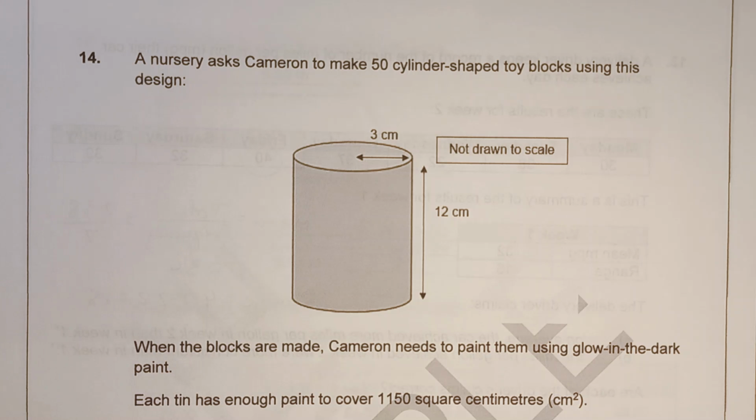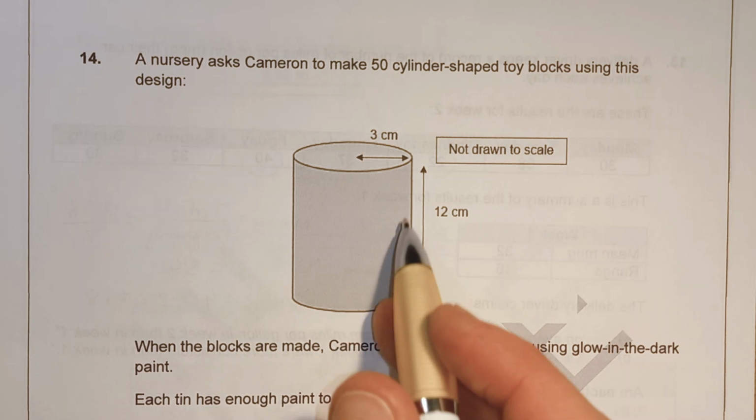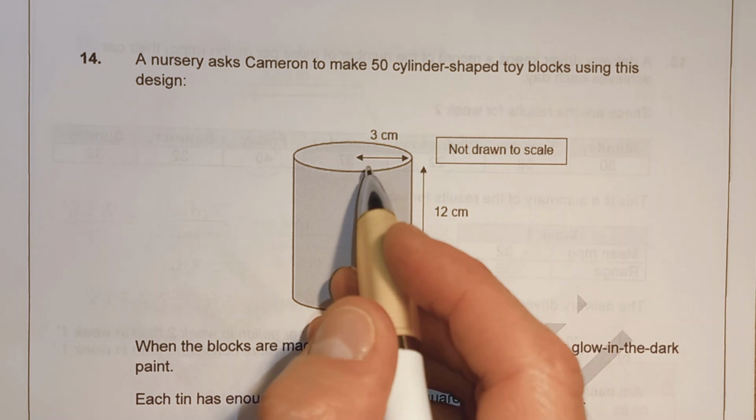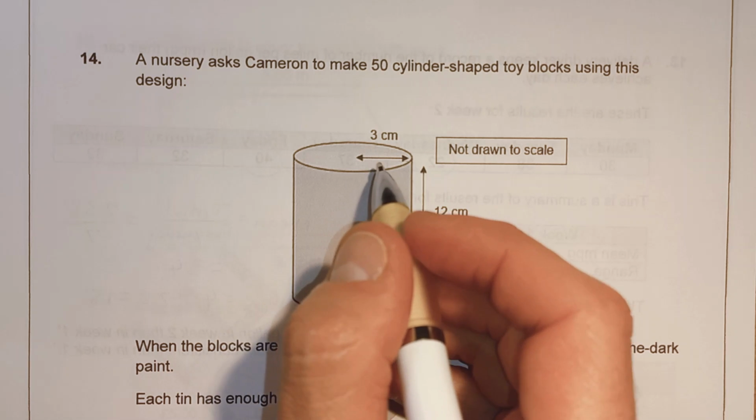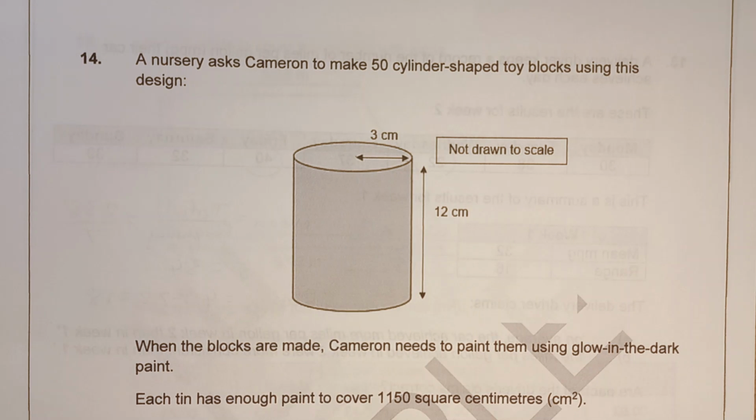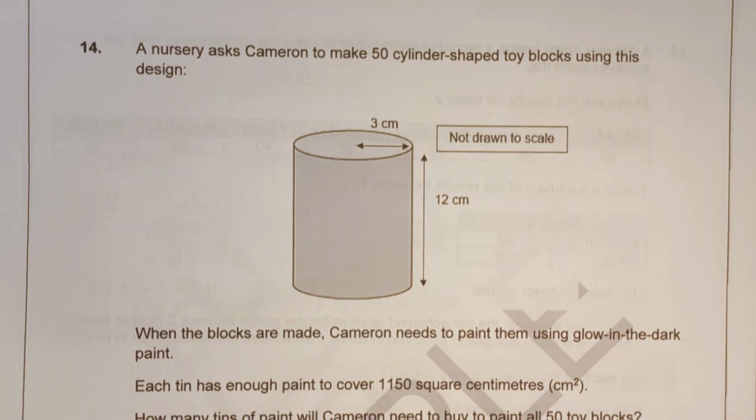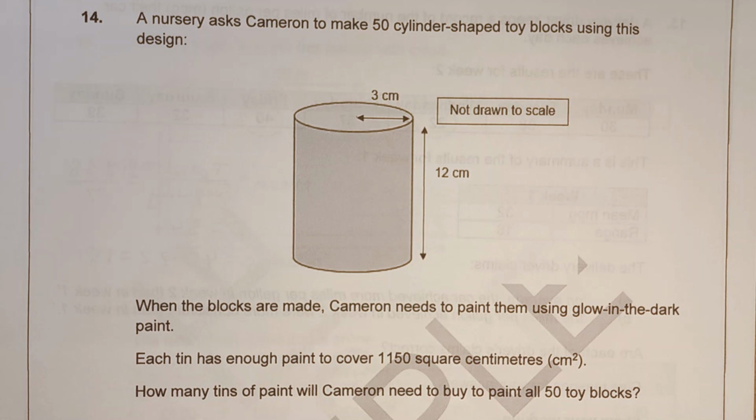Question 14. A nursery asks Cameron to make 50 cylinder-shaped toy blocks using this design. So here's our cylinder, 12 centimetres high, and this is our radius here, from the centre to the outside, 3 centimetres. When the blocks are made, Cameron needs to paint them using glow-in-the-dark paint. Each tin has enough paint to cover 1,150 square centimetres. How many tins of paint will Cameron need to paint all 50 toy blocks?